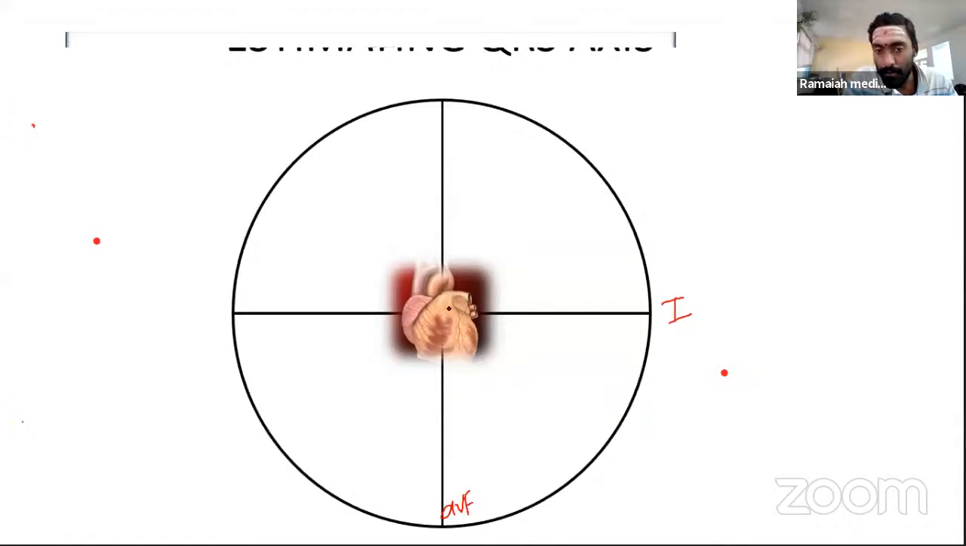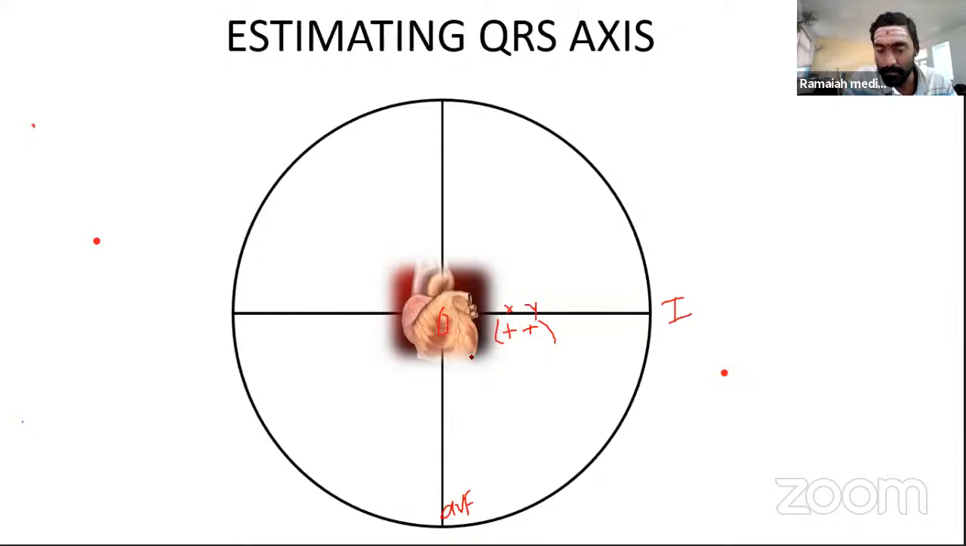So from here, anything on the x-axis is lead 1. So this is going to be plus and plus. This represents the x-axis, this represents the y-axis. So in this quadrant, lead 1 is positive, lead AVF is also positive, correct? So can someone tell me in this quadrant how it is going to be?